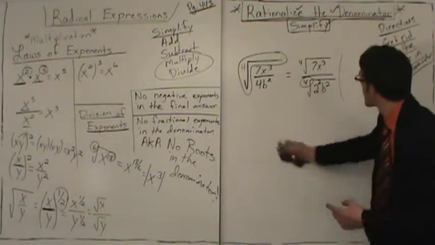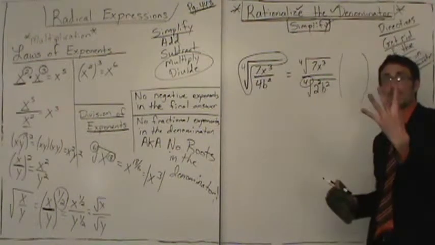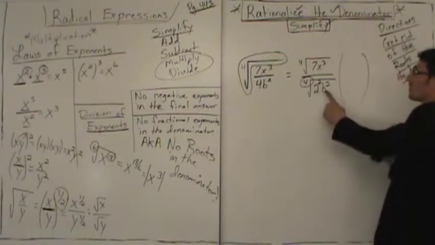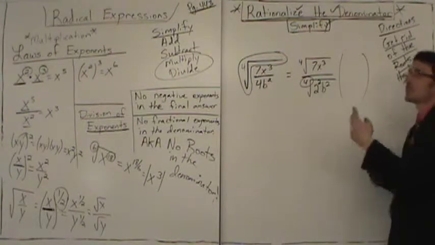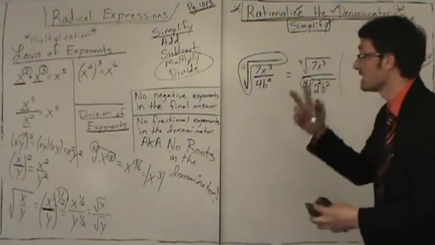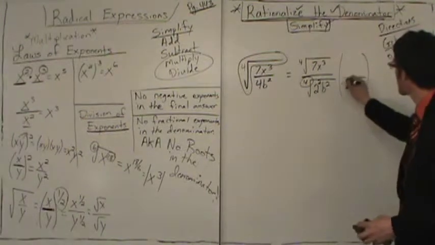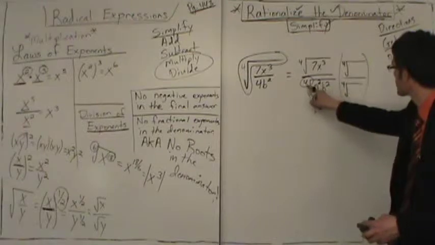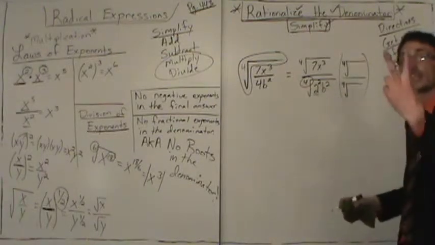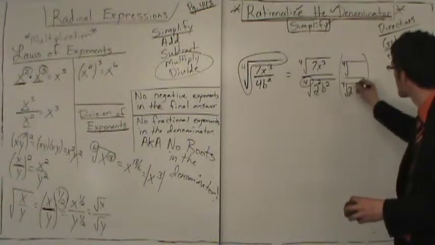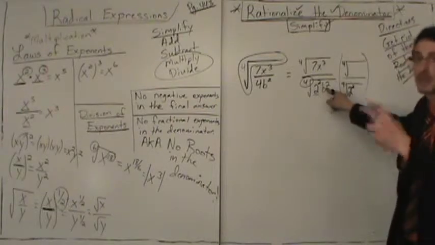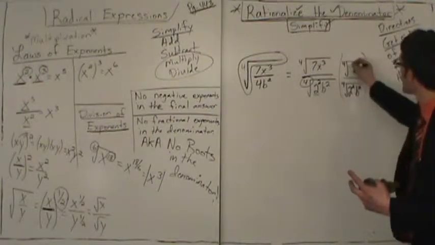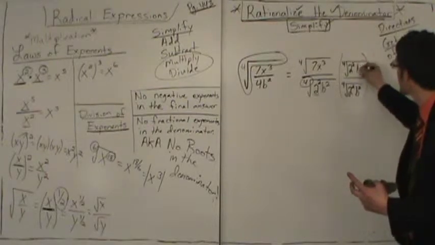Now, since we already have a pair of 2s and we need a total of 4, how many more do we need? Well, we only need 2 more. We also have 2 b's. How many more do we need to create a group of 4? We only need 2 more. So we're going to multiply by a fourth root and a fourth root. The index must match. If we have 2 2's, we need 2 more to create a group of 4. So we're going to multiply by 2 squared. We have 2 b's, so we're going to multiply by 2 more, b squared. Whatever we do to the bottom, we do to the top. We multiply by 2 squared, b squared.